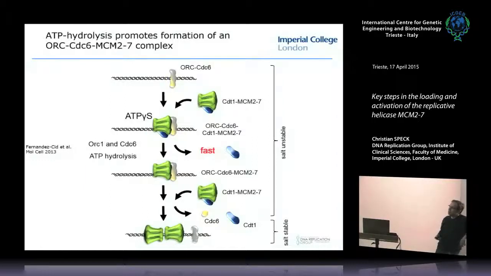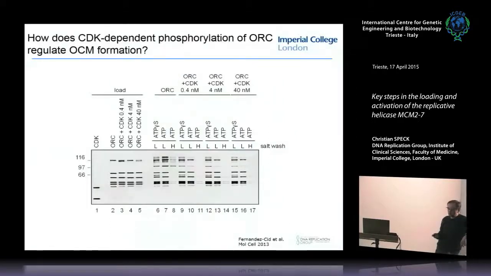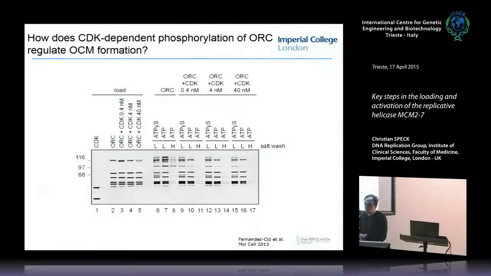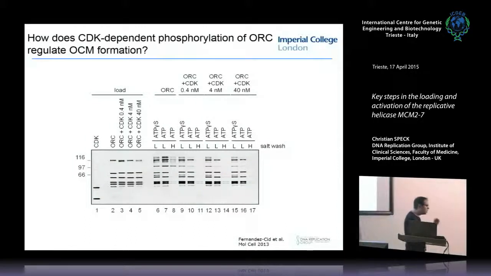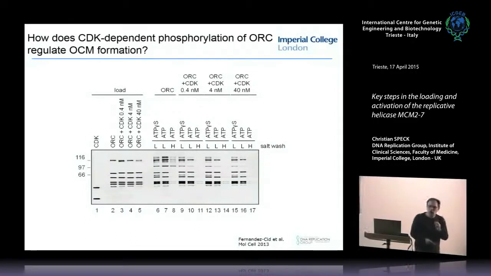And then the second part, the inhibition. I want to show you one interesting experiment that we did. We asked the question, how does CDK, the primary inhibitor of pre-RC formation, affect this cascade of events? If you phosphorylate the origin recognition complex, can you still recruit MCM? Or maybe it blocks it already at this early stage.